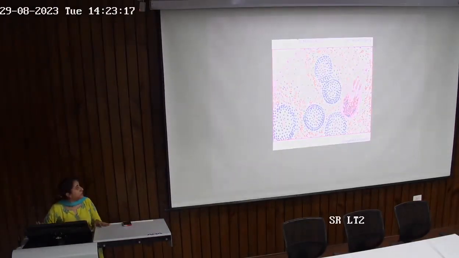Now this is a diagrammatic picture which shows the thickened capsule and the Gamna-Gandy bodies as seen in the CVC spleen. You must have seen it in your practical classes also. The slides of CVC spleen were shown, right? And these are the lymphoid follicles, a collection of lymphoid cells in the background.